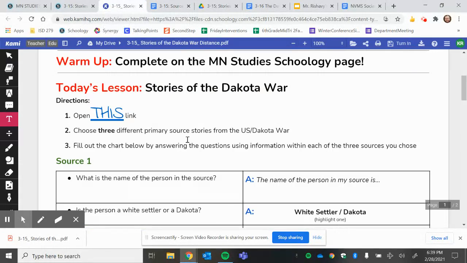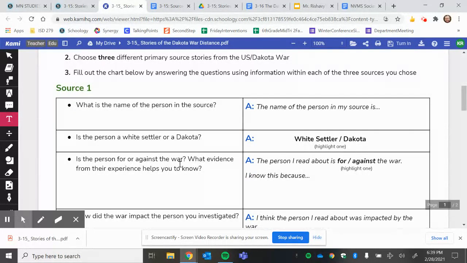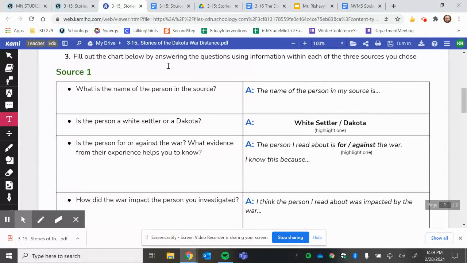Back at the lesson, all you're going to do for each source is what I'll explain using this first table. You're just going to fill out these tables by answering these questions. The questions are on the left, and the answers that you would provide are on the right. The first question is, what is the name of the person in the source? So whatever source you choose, just make sure you put the name of that person using your Kami tools here. Is that person a white settler or a Dakota? This should be fairly simple to figure out.